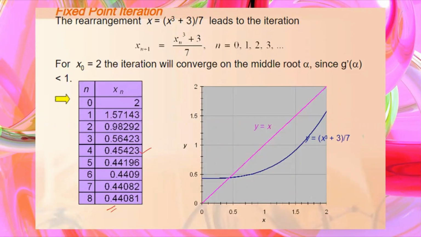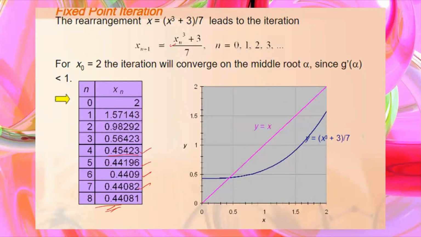Similarly, substitute 0.45423 in this equation, x n cube plus 3 by 7, and you will get 0.44196. Again substitute it, 0.4409. Again substitute it, 0.44082. Again 0.44081. So it is almost closer. So this is your root for x naught is equal to 2.